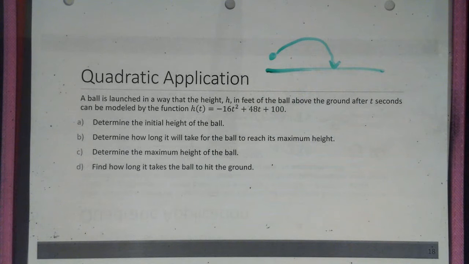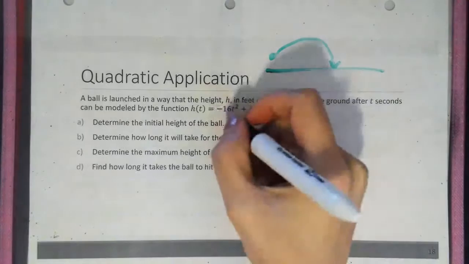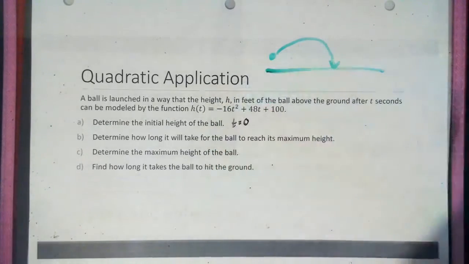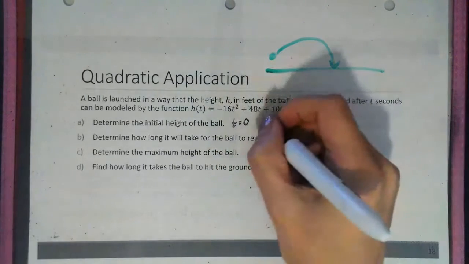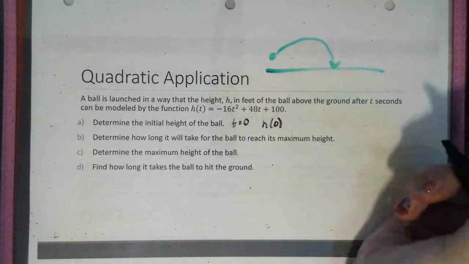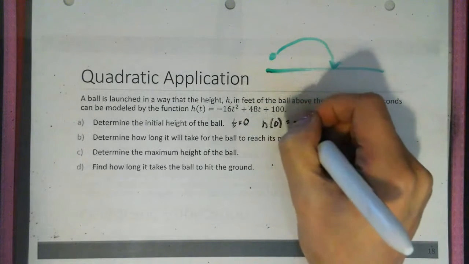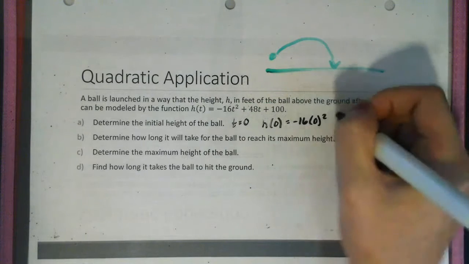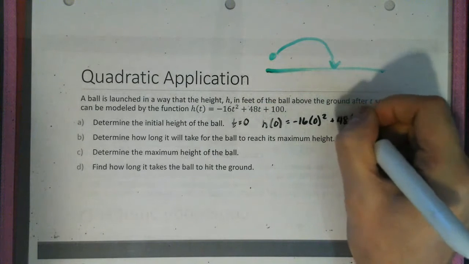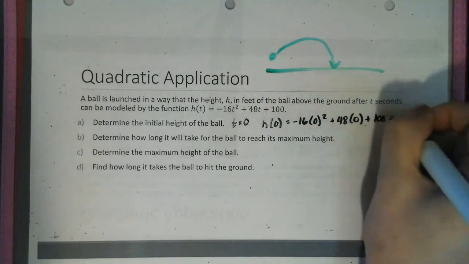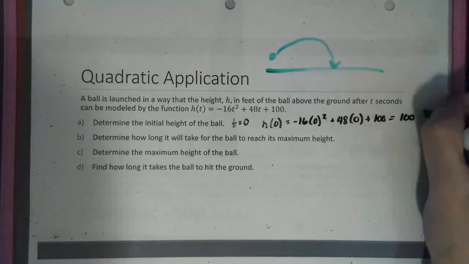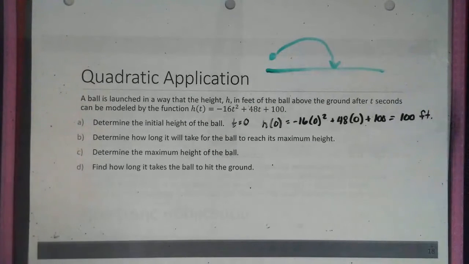So starting with the initial height. What does initial mean? That's our starting height. So if we're starting, that means that t equals 0. So I'm going to plug in t equals 0 into this function. So the height at time 0 is equal to negative 16 times 0 squared plus 48 times 0 plus 100, which is 100. The ball started at a height of 100 feet above the ground.